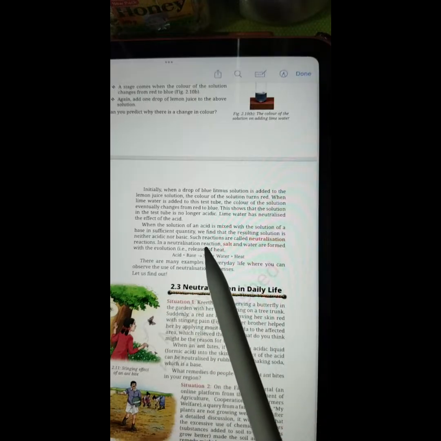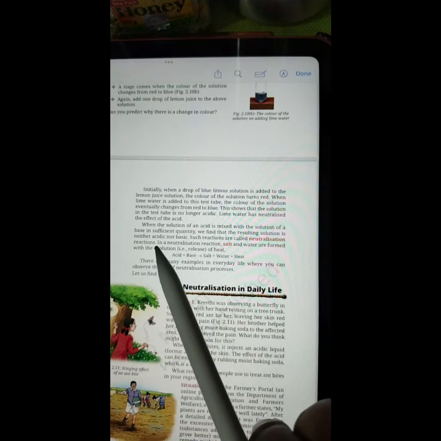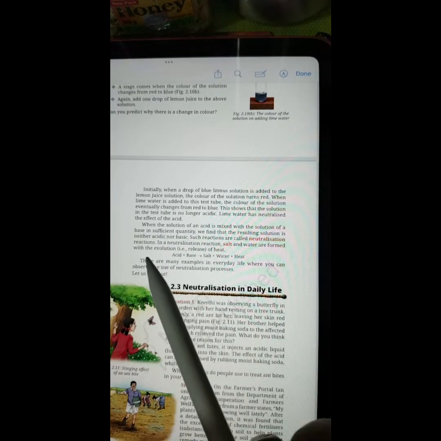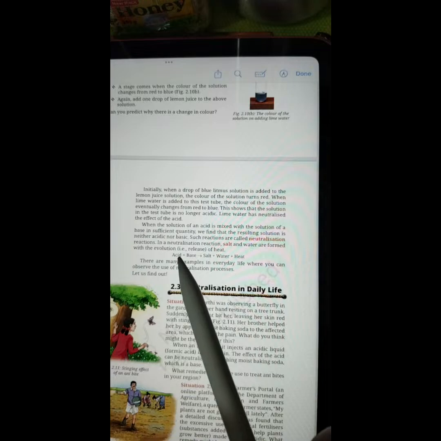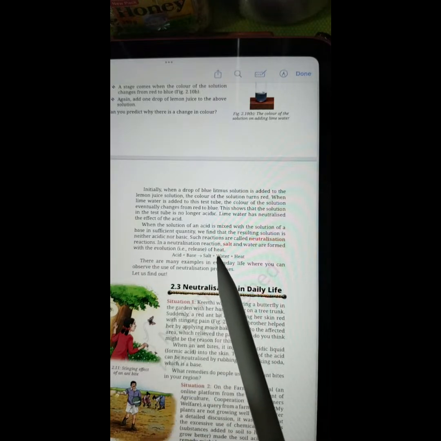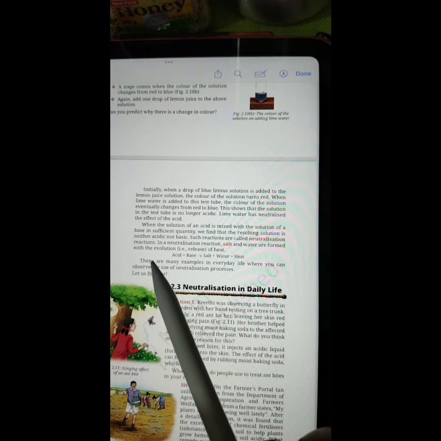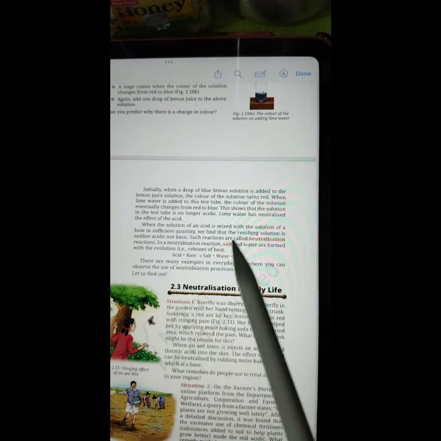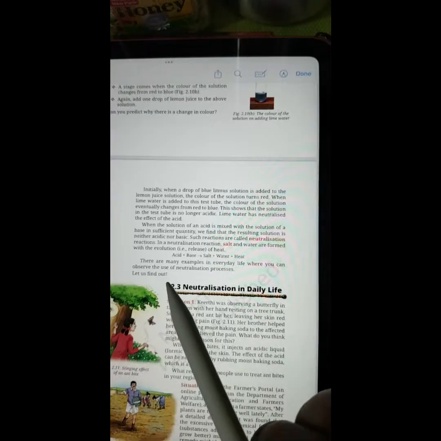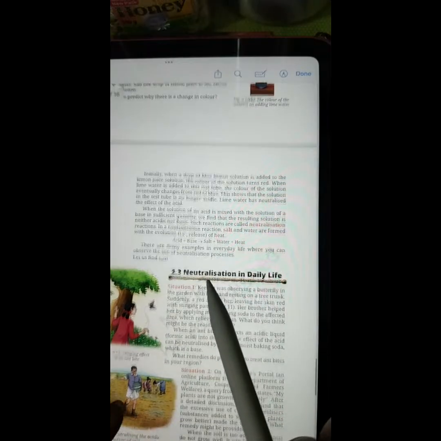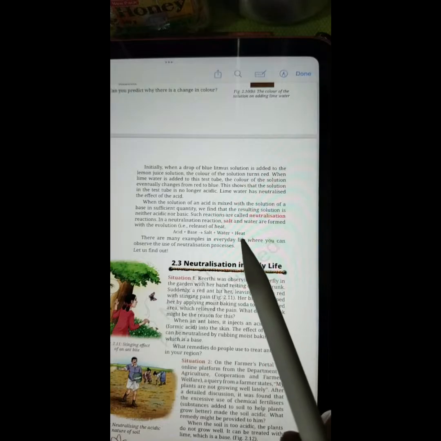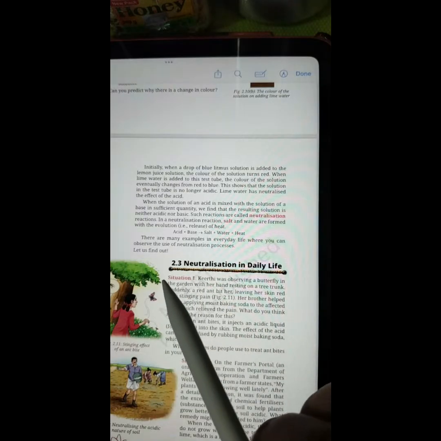When the solution of an acid is mixed with the solution of a base in sufficient quantity, we find that the resulting solution is neither acidic nor basic. Such reactions are called neutralization reactions, and in neutralization reactions, salt and water are formed with the evolution or release of heat. So, acid plus base will give salt, water, and heat. And all the reactions where heat is evolved are exothermic.